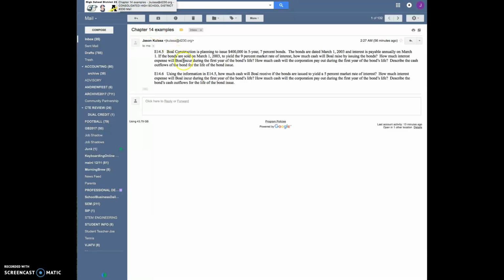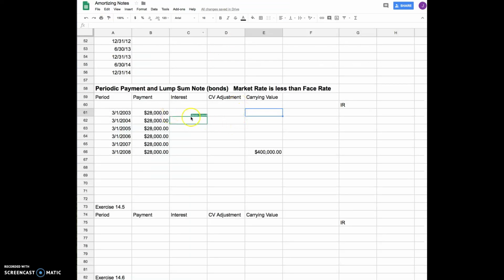Okay, so the next part of this problem says, what if the bonds in the market actually had a yield of 5% of interest? Everything stays the same. The interest payments that are actually made and the lump sum paid at the end of the term is still 400,000. So we could leave all this the same. The only thing that's going to change is what the current carrying value is of the bond.